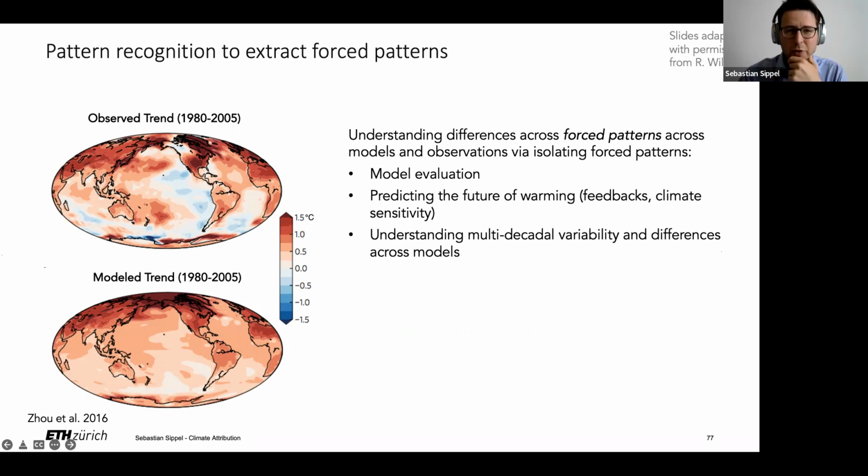It is, of course, very important to understand the differences across forced patterns from different climate models and observations. In order to do that, we need to isolate the forced response, the forced pattern again. Sometimes we're not only interested in a one-dimensional scalar statistic of the forced response, as with the dynamical adjustment or the standard detection attribution, but we may want to look at what the forced patterns actually are and how different models differ in their forced patterns. That's important for model evaluation, for predicting feedbacks of climate sensitivity, and for understanding multi-decadal variability.